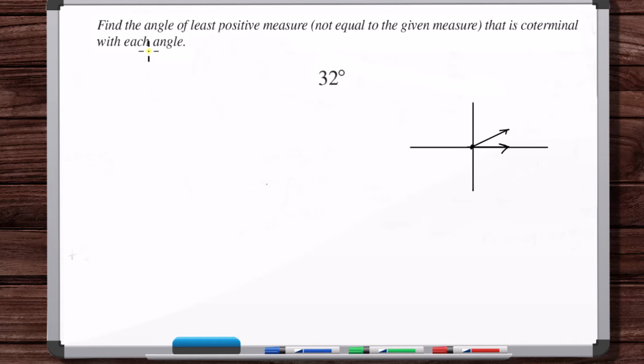So what they're asking us here is find the angle of least positive measure, but not equal to the given measure, that is coterminal with each angle. If we subtract 360, we'll get a coterminal angle, but it won't be positive. So the least positive measure that's not equal to this, it can't be 32. It would just be 360 plus 32. That's 390 degrees. Or no, 392.